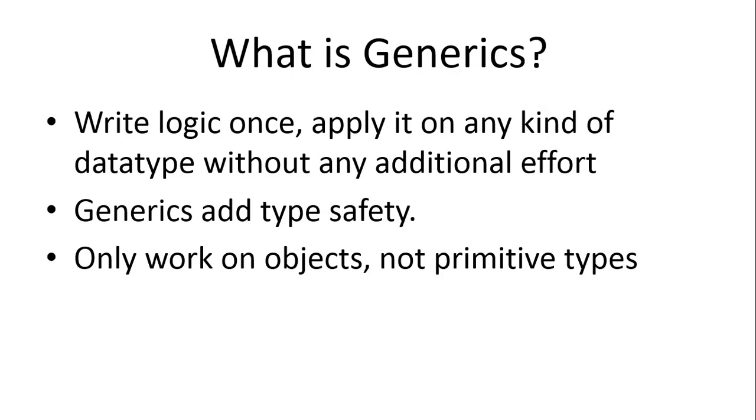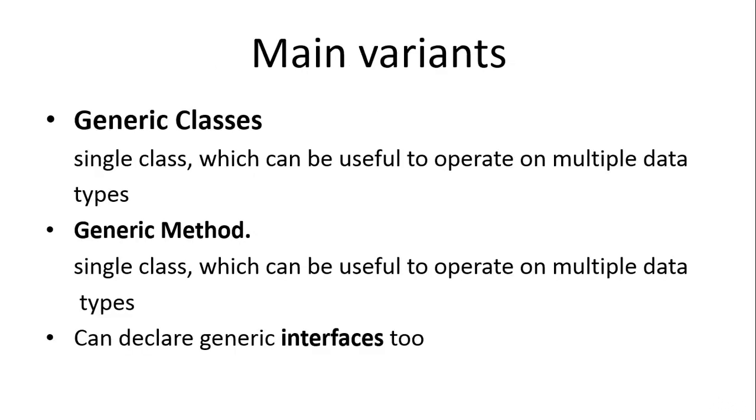So it's an important point. We write the logic only once and then we can apply it to any kind of data type without any additional effort. Generics work on objects and it does not work on primitive types. Main variants, we have generic classes, generic methods, and interfaces.